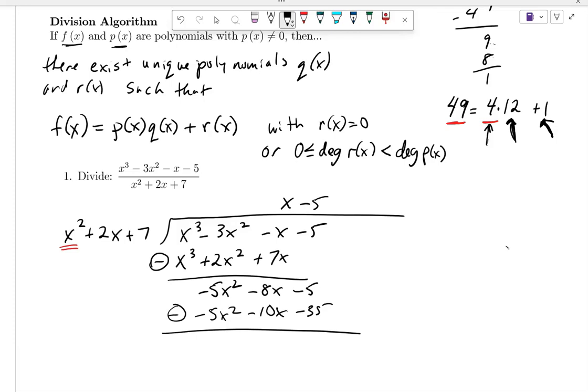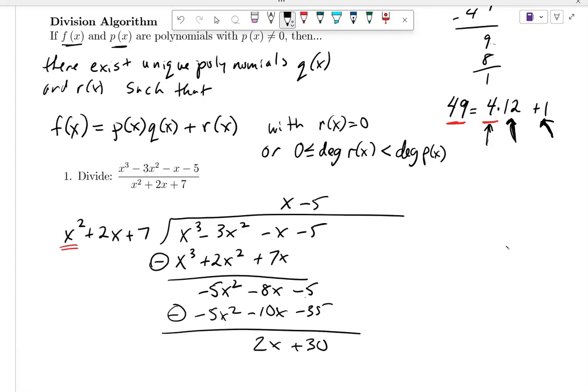Now subtract again. Negative 5x squared minus a minus 5x squared gives you 0. It better, right? Negative 8x minus a minus 10x. What do you get? 2x. Good. Negative 5 minus a minus 35 plus 30. Pardon me. Again, big thing. Make sure that minus, you're distributing it to each term. Okay? It has to be subtracting that whole thing. Okay.